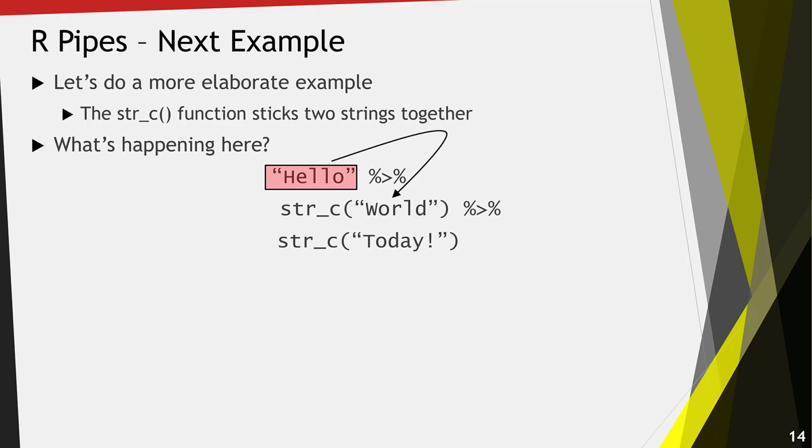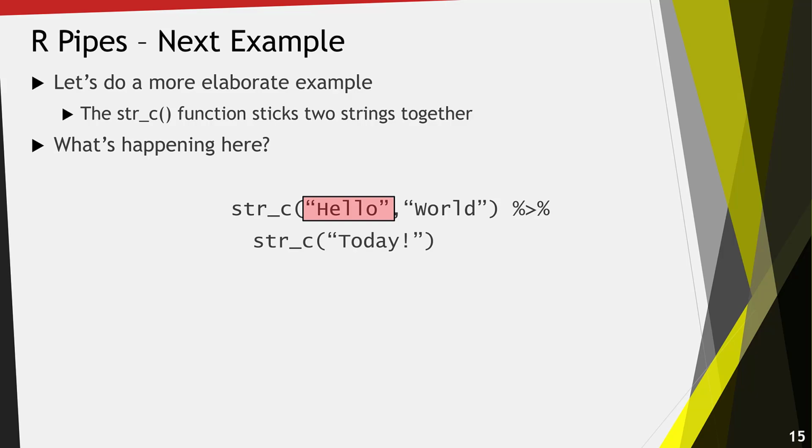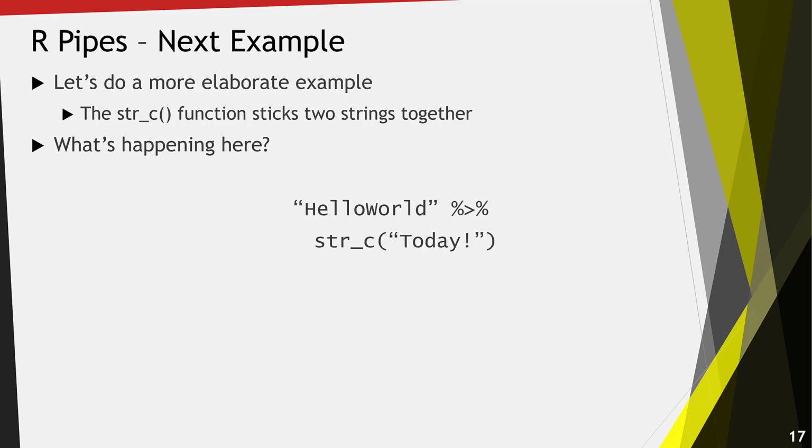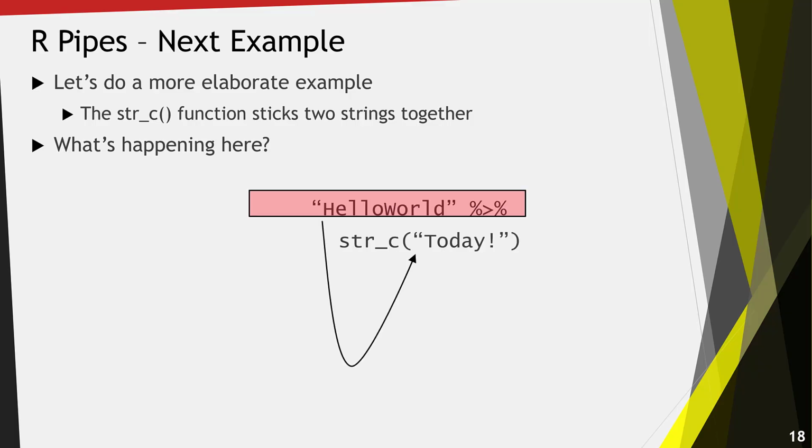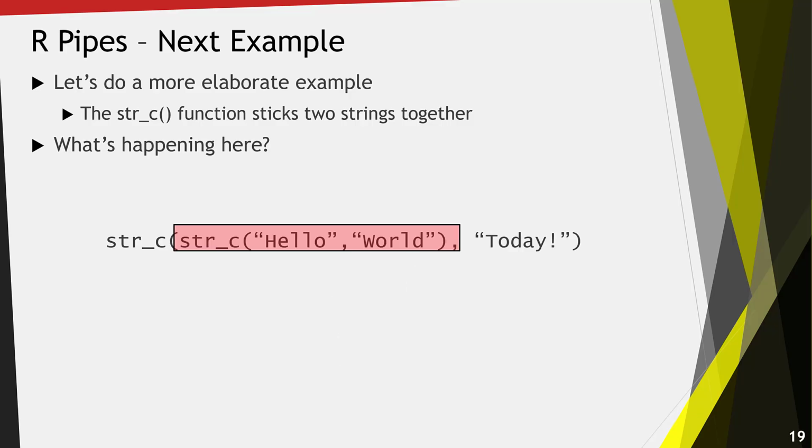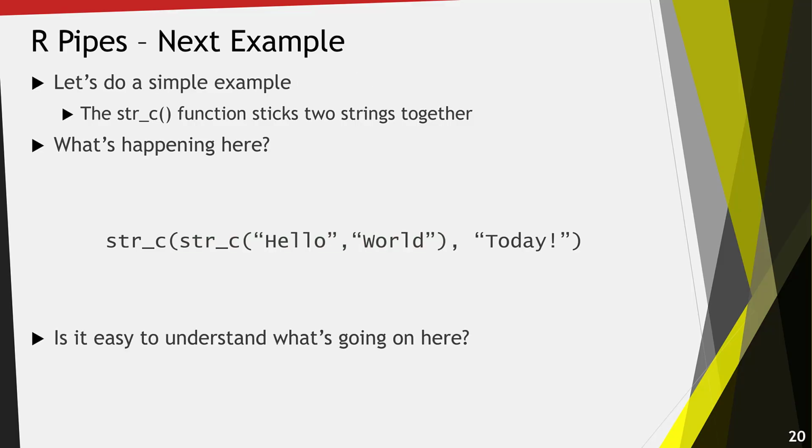It's going to start at the very left end of the pipe, take the result of the first expression, which is just the string hello, and make that the first argument of that first string C function on the second line. That would be equivalent to typing this, but then R is going to evaluate that first expression, which returns hello world mashed together. It will then take that result and place it as the first argument of that second string C function before the word today. Thinking back to what we started with, that would be like writing out this really complicated expression here, where hello world was resulting from the first string C function, and that is nested inside the next string C function. Looking at this piece of R code, is it really easy to see what's going on here?